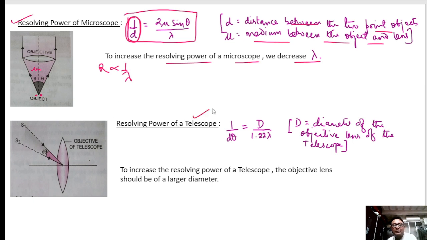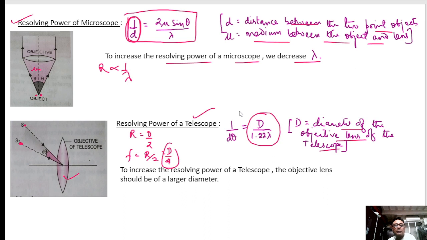Similarly, resolving power of a telescope; this was microscope, 2 mu sin theta by lambda. Again, these are the two different objects. D is the diameter of the objective lens of the telescope. So diameter is D, radius will be D by 2, and focal length of the lens will be r by 2, which is D by 4. So resolving power is given as D by 1.22 lambda.